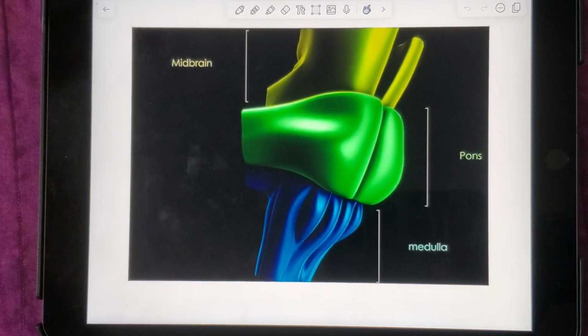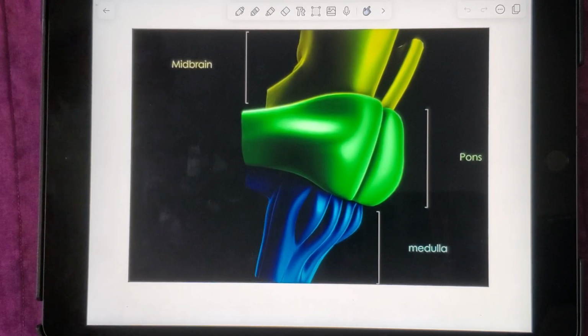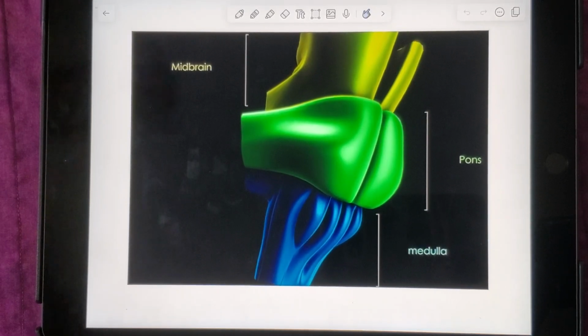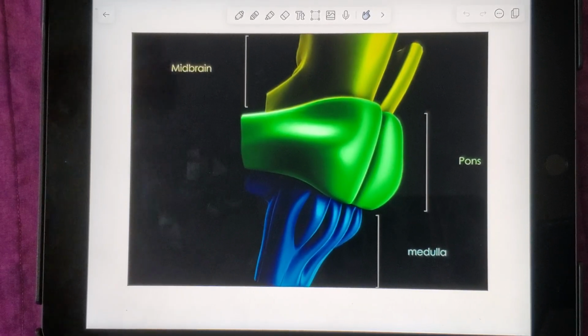The pons is found immediately superior to the medulla. This part of the brainstem is appropriately derived from the Latin word bridge because it spans the 2 halves of the cerebellum. It also has a big role in regulating the sleep cycle.